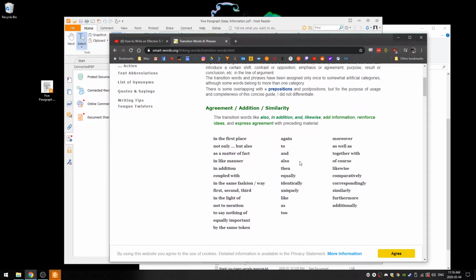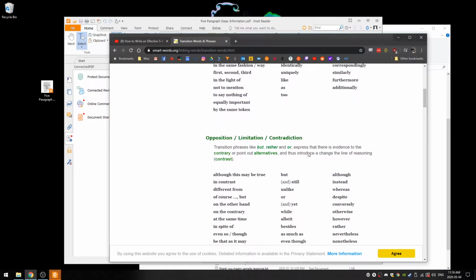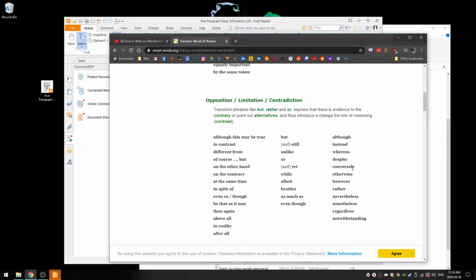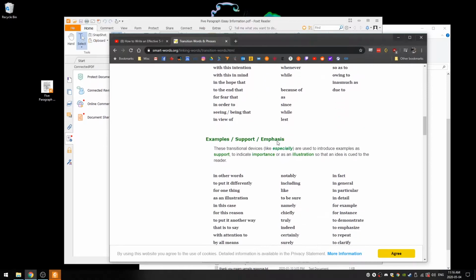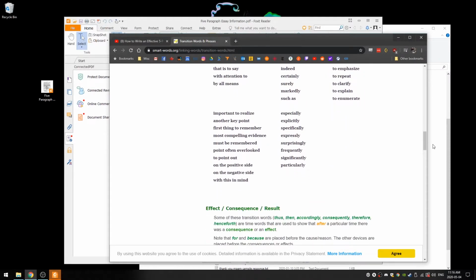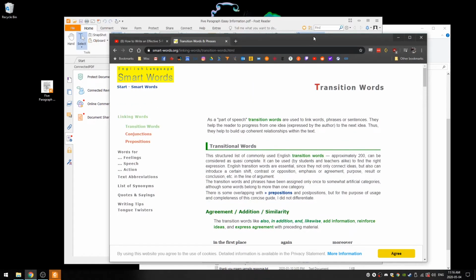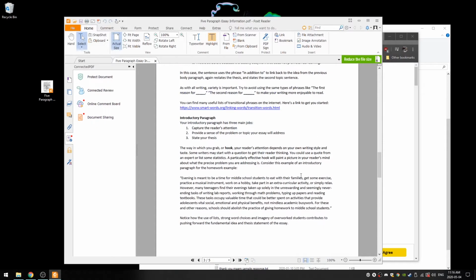These are also things that can be added in revision. So you might start off not using a lot of transition words, and you might revise and go back and say, maybe as well as is a good way to link these two ideas together. Okay, there's also opposition words, conversely, besides, etc. Look through these. You're going to get some good ideas in here. Okay, all right. Carrying on.